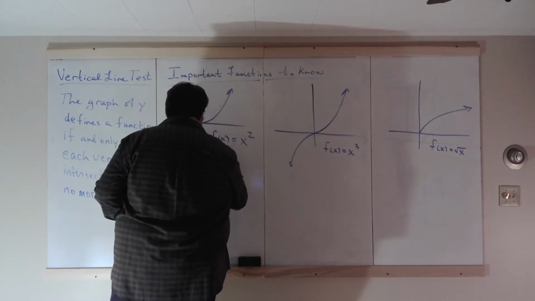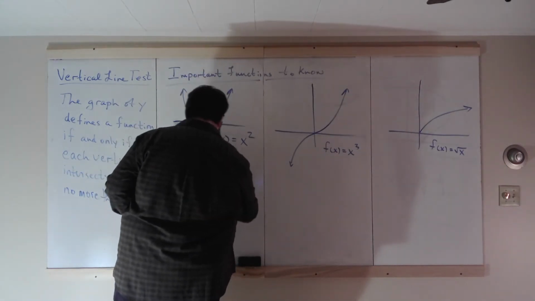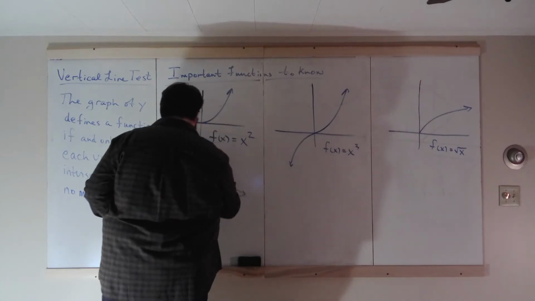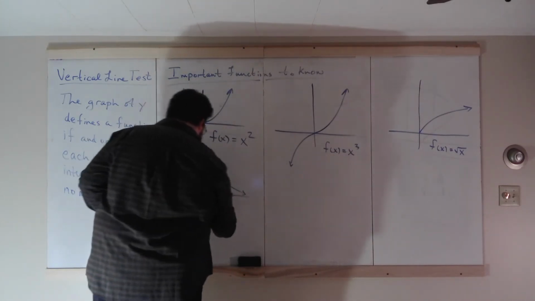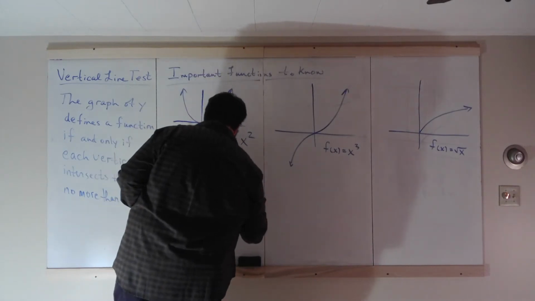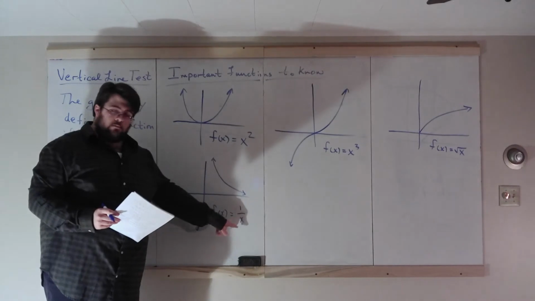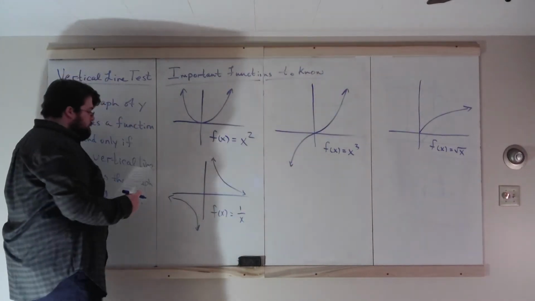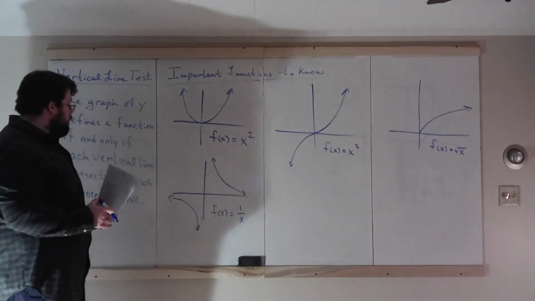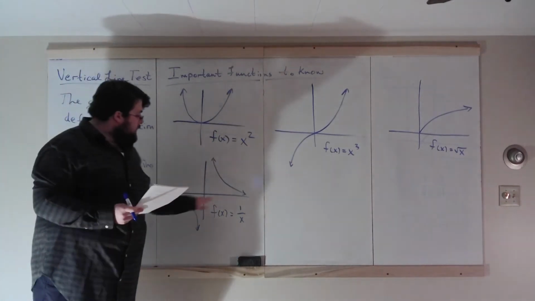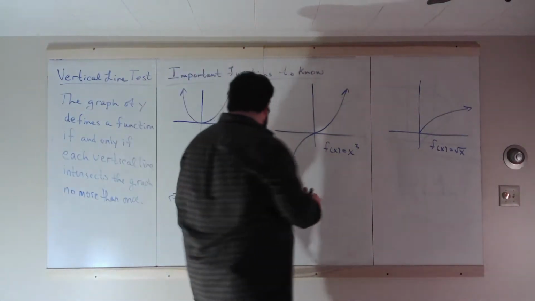Let's look at 3 more, which we'll see. Here's f of x equals 1 over x. Notice you can't put x equals 0 into this because you get 1 over 0. And that's shown in this because nothing occurs when x equals 0. Goes up like that, over like that in quadrant 1, and similarly in quadrant 3.